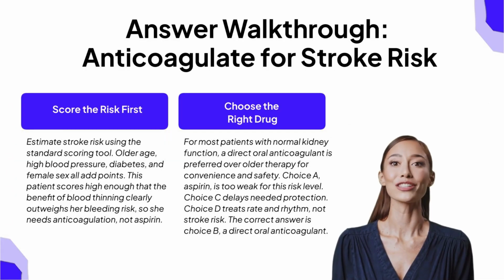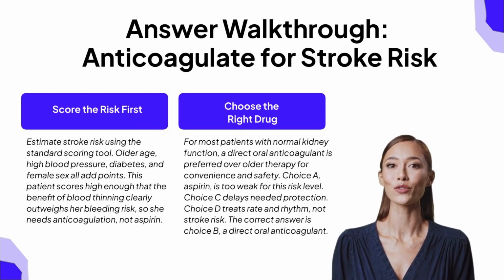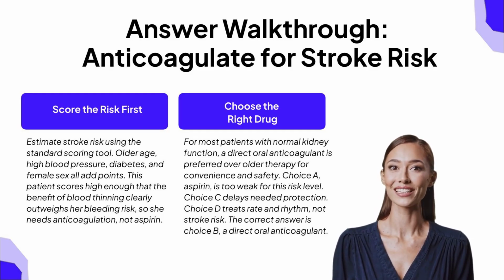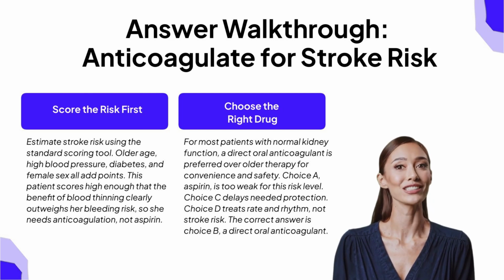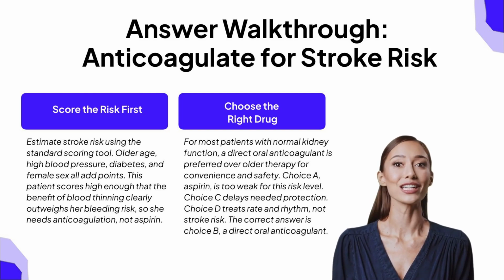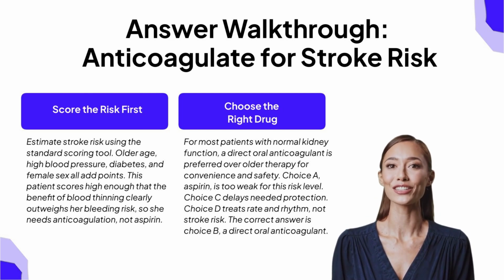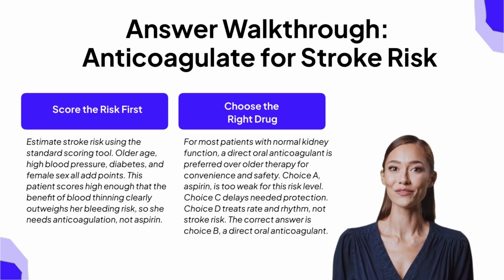Let us reason through it. First, score the risk. Older age, high blood pressure, diabetes, and female sex all add points, and she scores high enough that blood thinning clearly outweighs her bleeding risk, so she needs true anticoagulation, not aspirin.